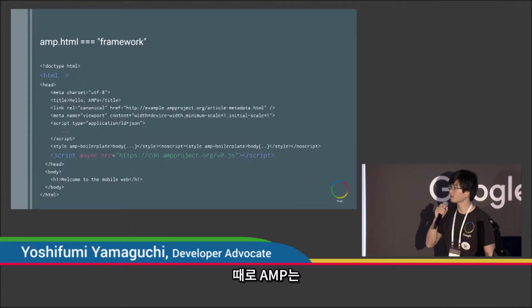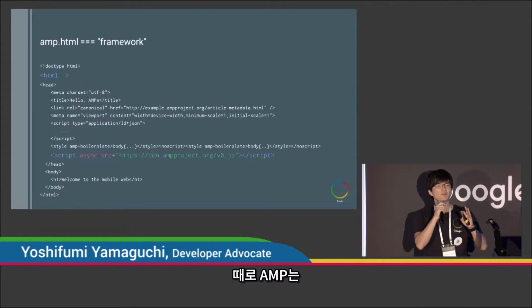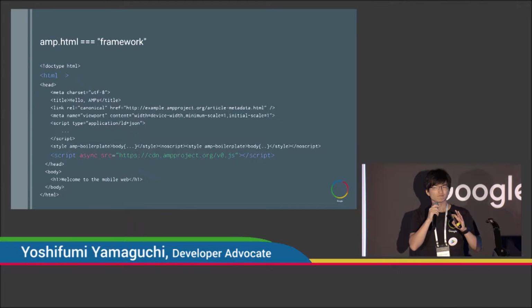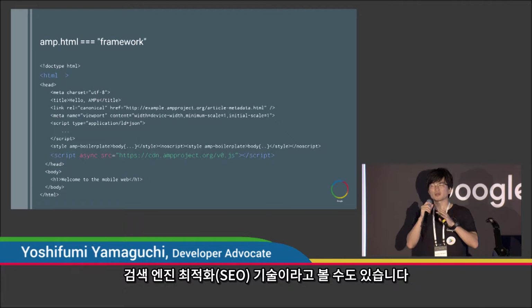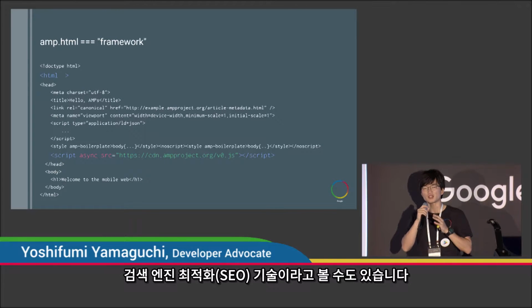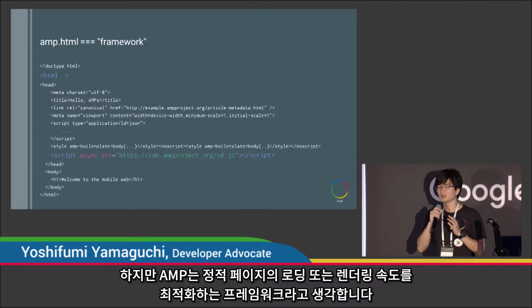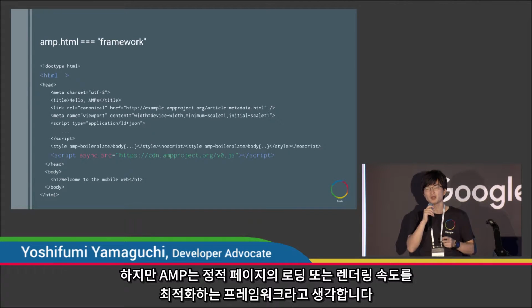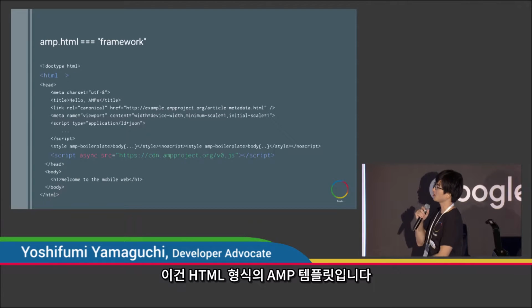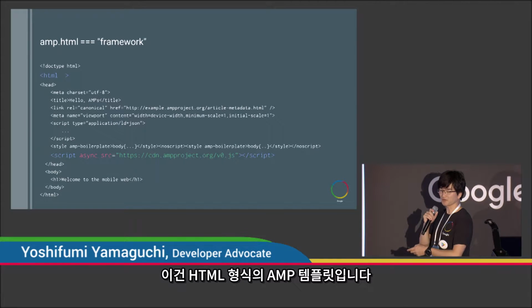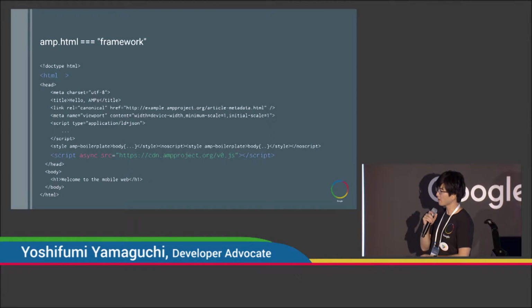Then I would say sometimes AMP is described as a technology for SEO, search engine optimization. But I would say that AMP is just a framework to optimize the loading speed or rendering speed of static pages. So this is the template of the AMP HTML.